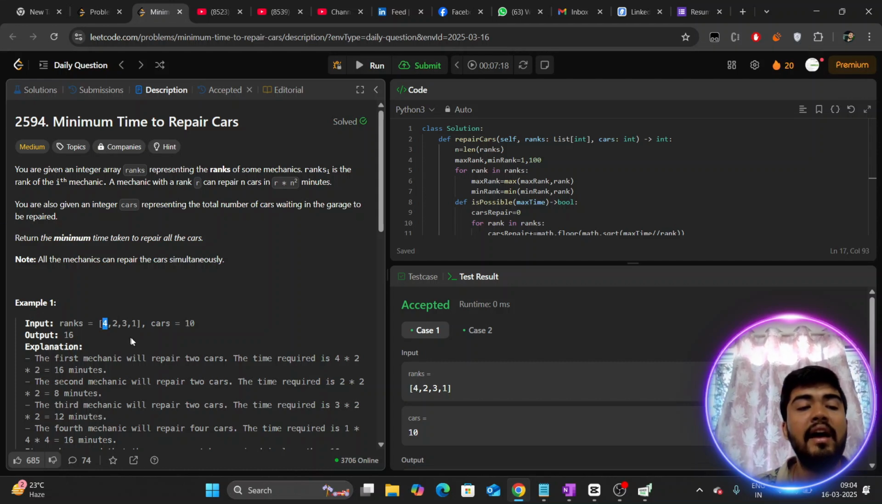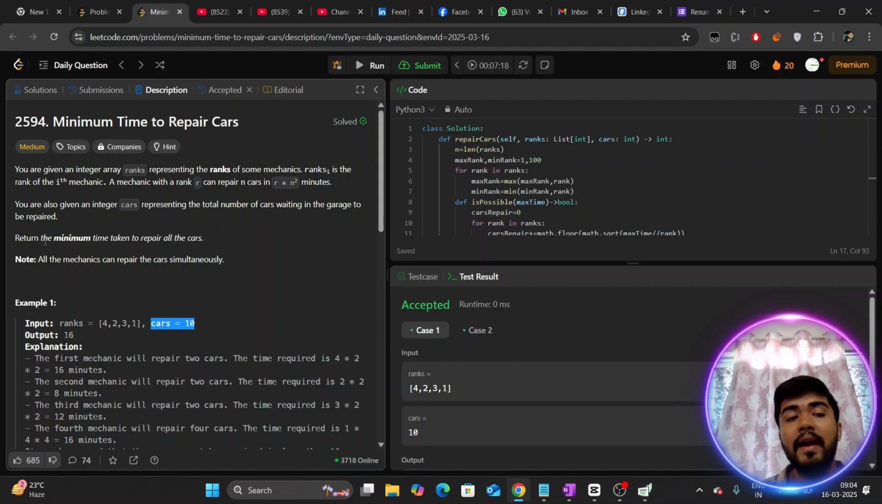And there is another factor, cars, which we are expected to handle in this question. You are also given an integer cars representing the total number of cars waiting in the garage to be repaired. So we have that many cars in the garage to be repaired. Now what we have to return is the minimum time taken to repair all the cars present in the garage.